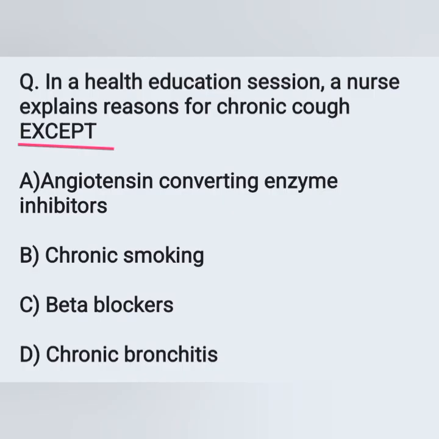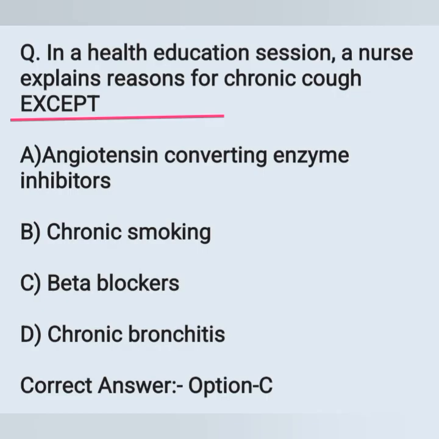Here the question is a health education session. A nurse is giving education to the patient. So in these options, which one is not a reason for chronic cough? Okay, except is the question. So here the correct answer will be option C, beta blockers.